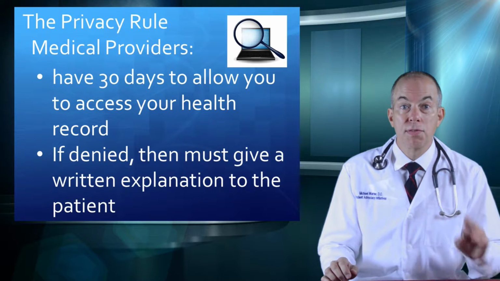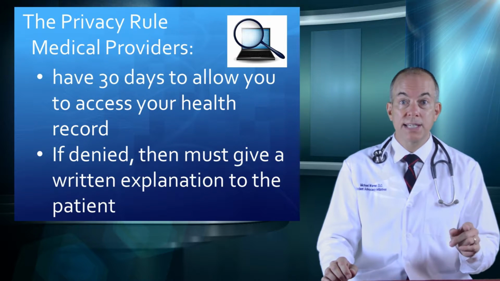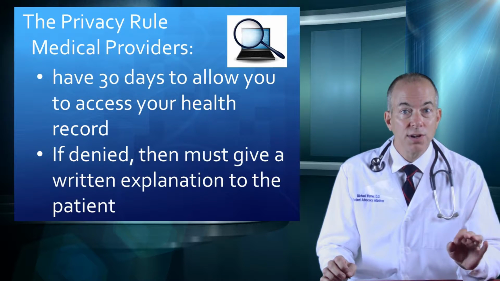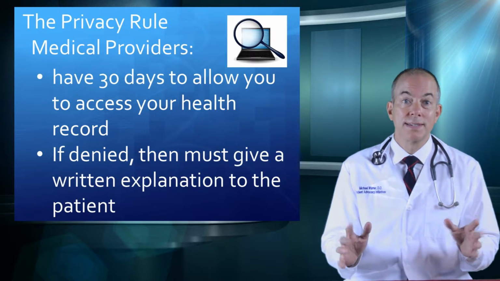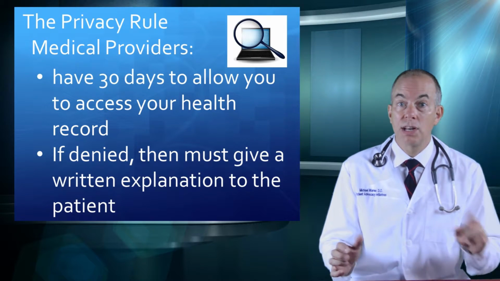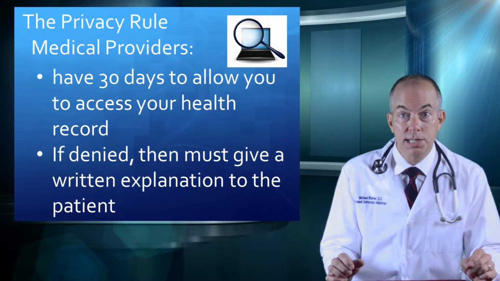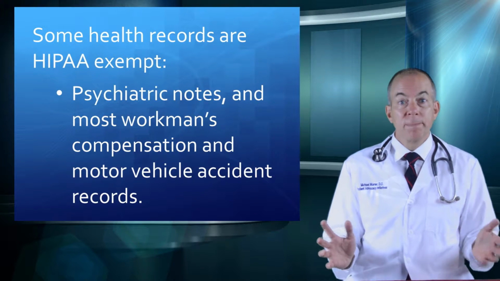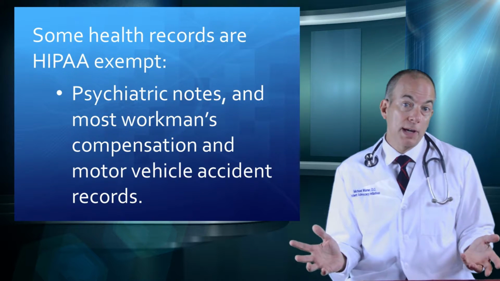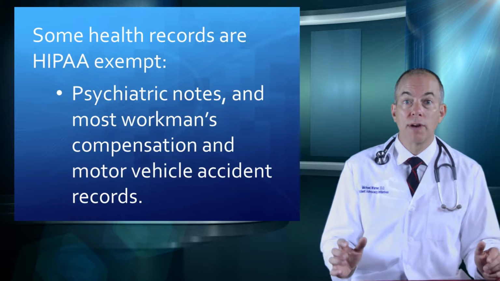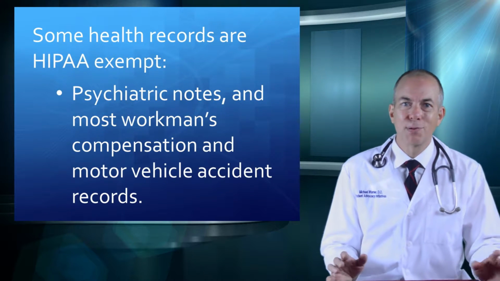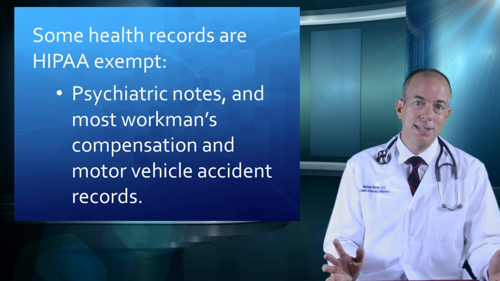Medical providers have 30 days to allow you to access your health record. The provider must allow you to access your health record, or he or she must give you an explanation in writing as to why you are not allowed to see your records. Some health records are exempt from HIPAA. Psychiatric notes, most workman compensation, and motor vehicle records are HIPAA exempt. If the notes are HIPAA exempt, then the provider does not need to send you the denial letter.